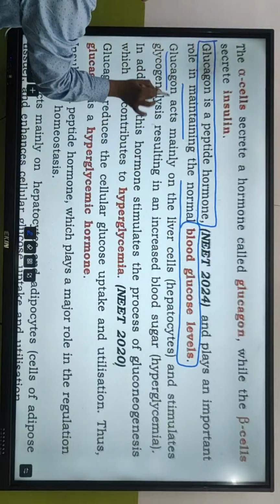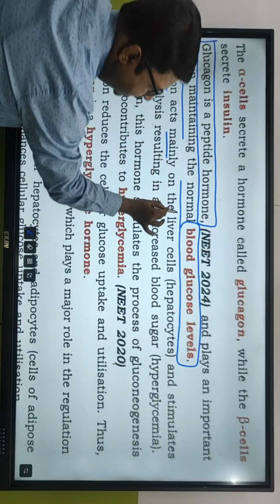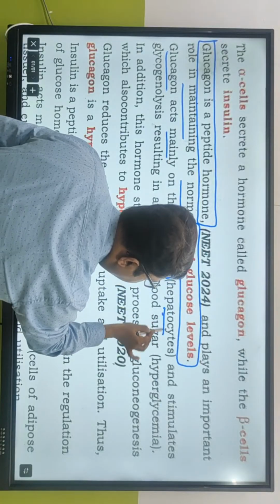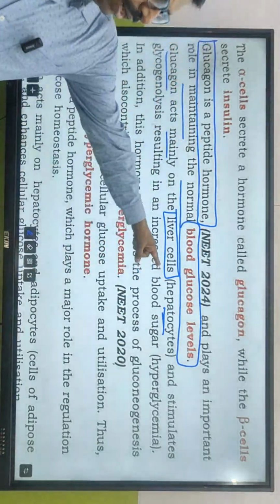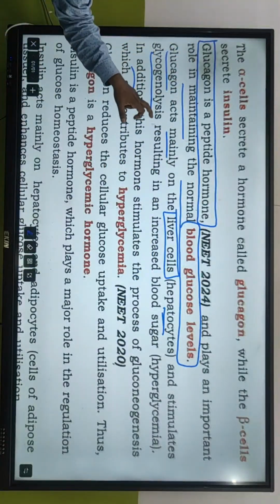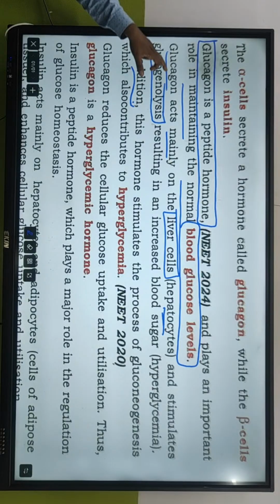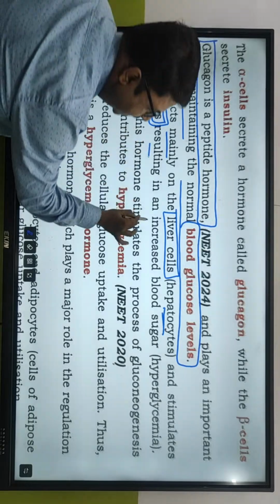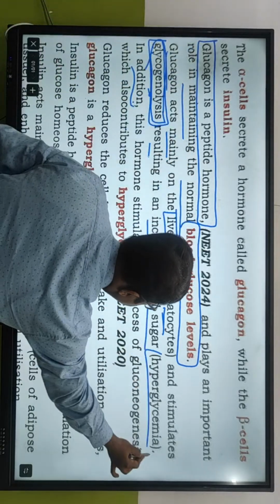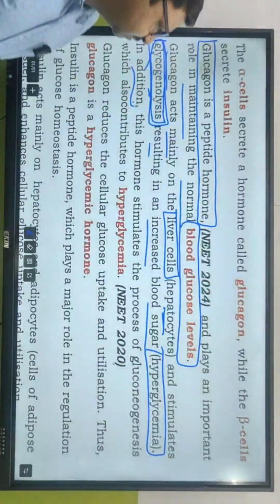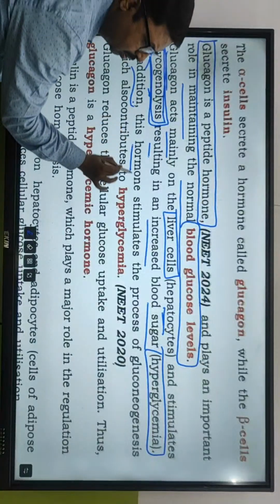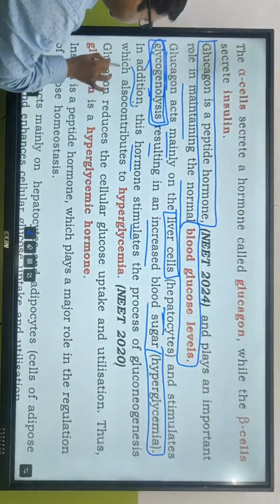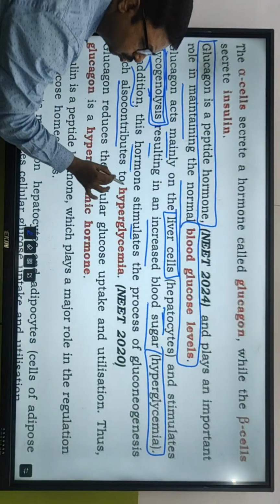Clear? Glucagon acts mainly on the liver cells, because liver cells, called hepatocytes, contain glycogen, and it stimulates glycogenolysis. Very, very important. This term is very important. It helps in glycogenolysis, resulting in an increased blood sugar, that is hyperglycemia. In addition, this hormone stimulates the process of gluconeogenesis, which also contributes to hyperglycemia.